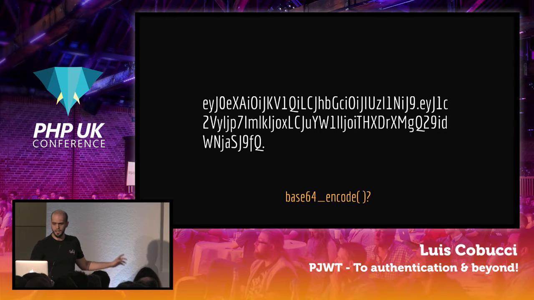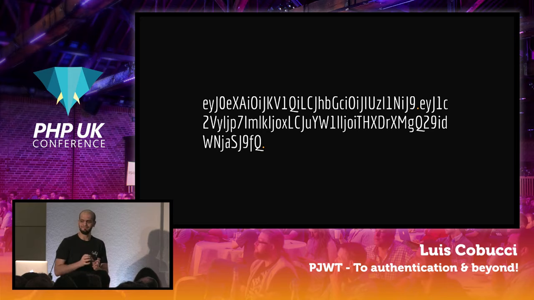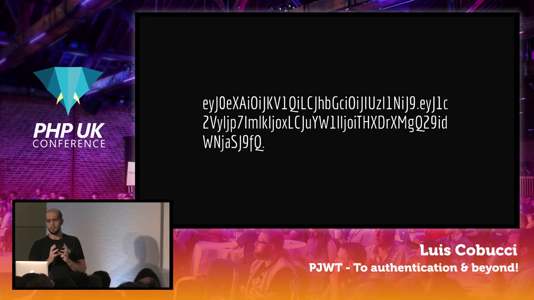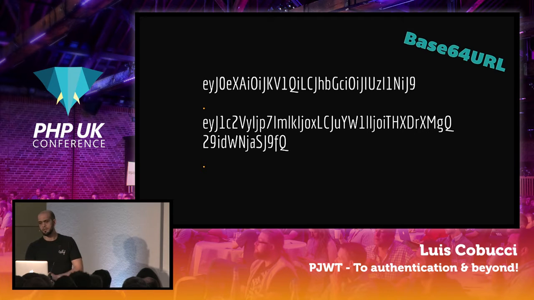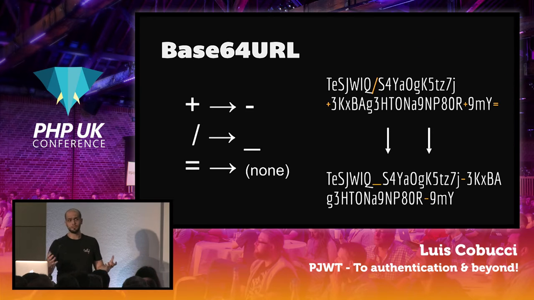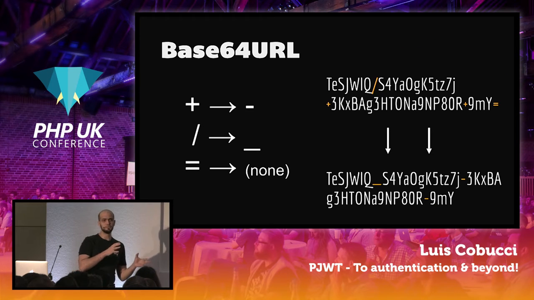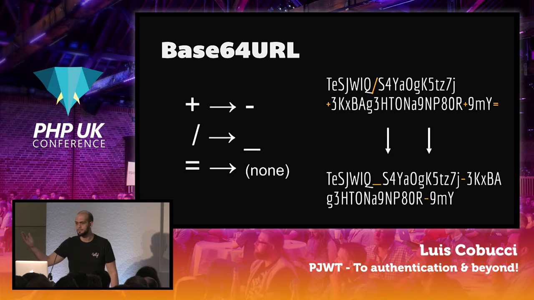But the problem is, we have some dots here. And base64 encoding doesn't have dots. The idea of the dots is to serve as separators. And there's another difference in this encoded string, because it's a variation of base64 encoding. It's what we call base64 URL. Basically, it converts some characters in order to make it safe to be passed in a query string or basically on a URL, any part of it.